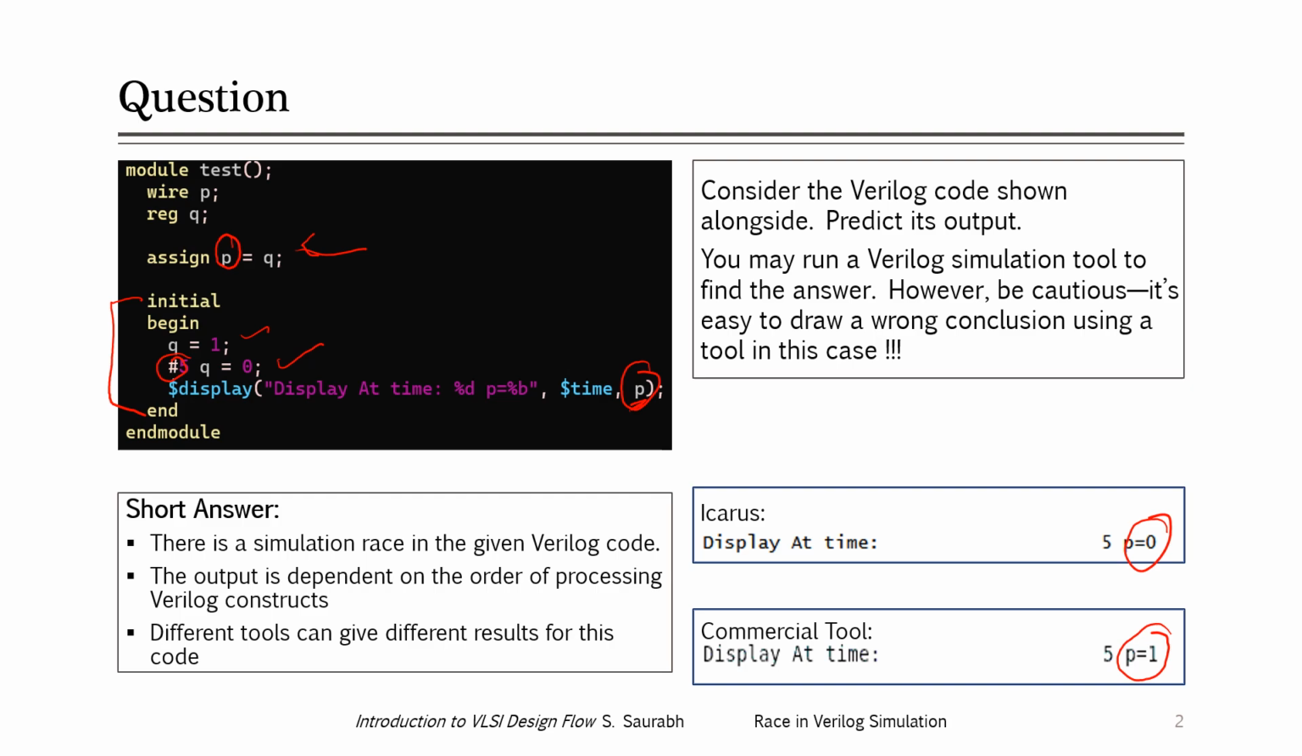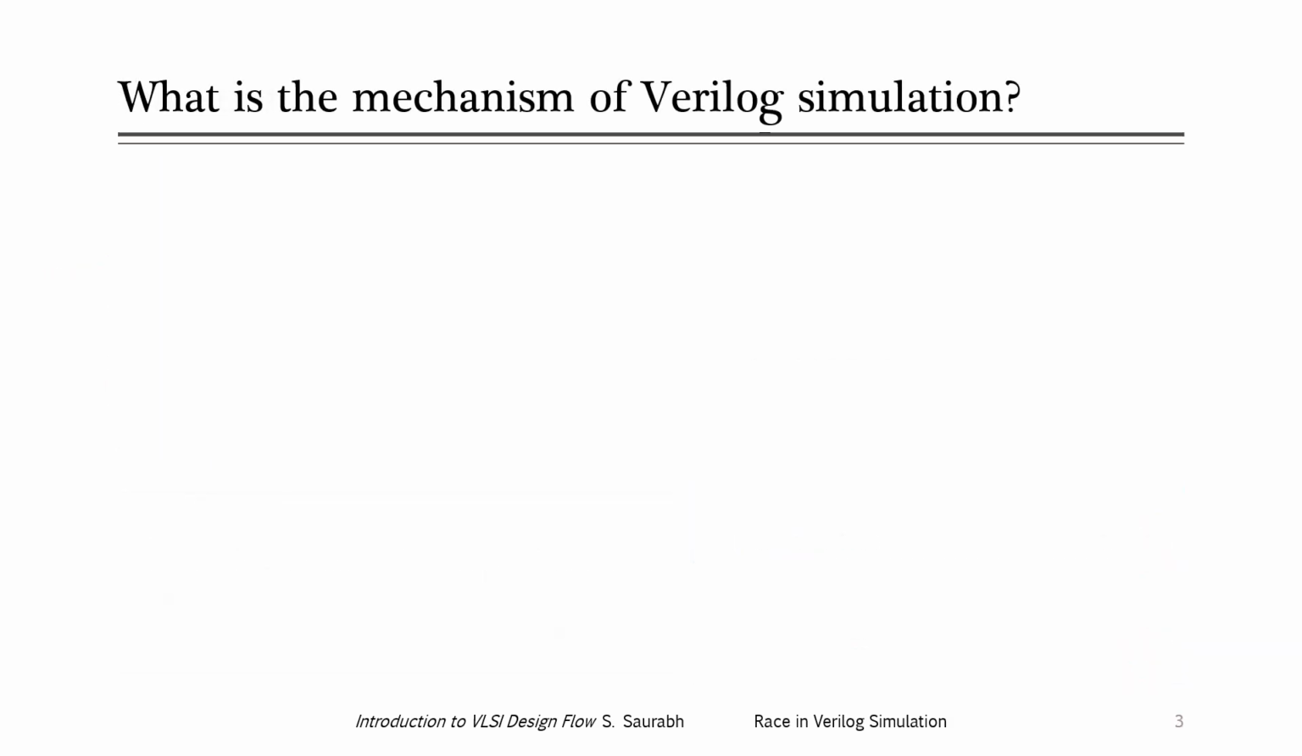So the problem is not in the tool. The problem is in the code itself, right? The code itself has a race condition and we should understand what a race is and we should avoid writing this type of code. Now to understand race in Verilog simulation, we should understand the mechanism of Verilog simulation, right?